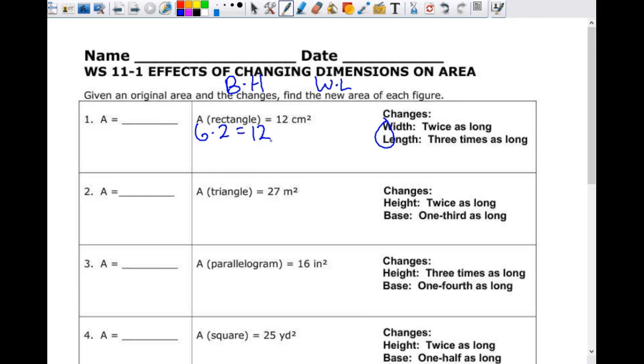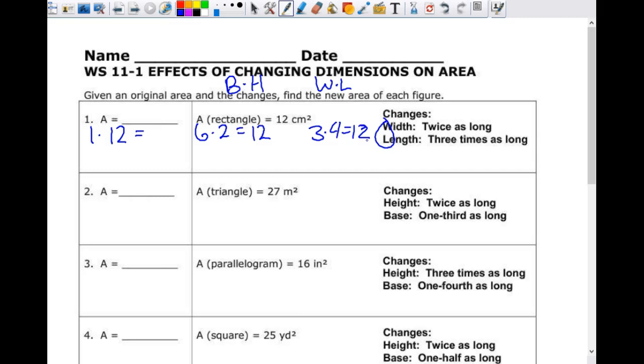So 6 times 2 is equal to 12. You know what? I'll show you. 1 and 12 works too. I'll even show you. Okay, how about 3 and 4? That works too. All of those work. Those are our old dimensions. What are we multiplying them by?